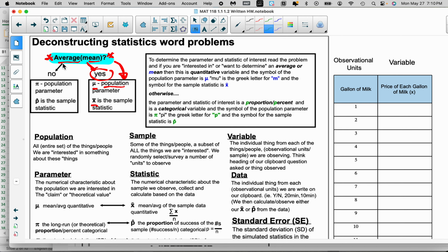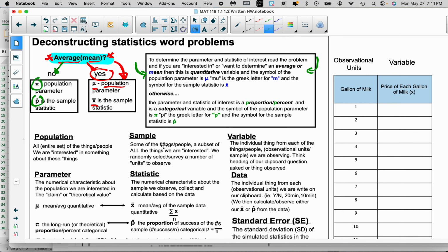Otherwise, sometimes it's harder to determine when the problem has categorical data. So I always like students to just ask themselves, does it say mean or average? If so, we know we're dealing with quantitative data, mu's and X bars. Otherwise, we're dealing with categorical data, pi's and p hats. You can read this on your own. This is the chart that I already posted in Lumen.